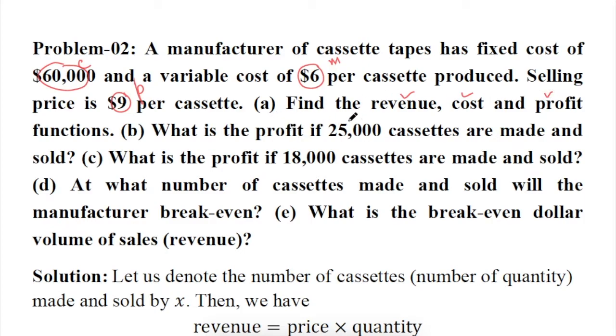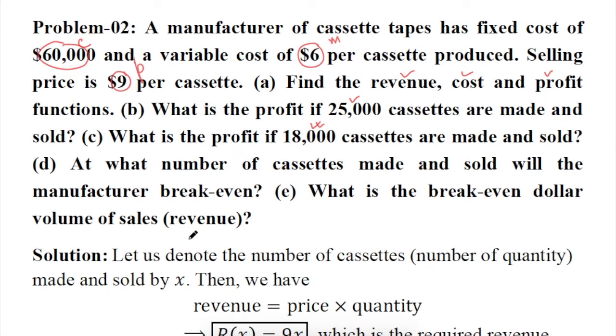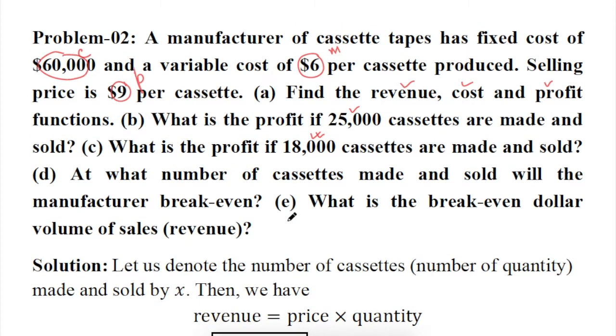What is the profit if 25,000 cassettes are made and sold? What is the profit if 18,000 cassettes are made and sold? What number of cassettes made and sold will put the manufacturer at break-even? And what is the break-even dollar volume of sales? So the problem is exactly the same. Therefore, the cost function here will be mx plus c, m is 6, which is 60,000.